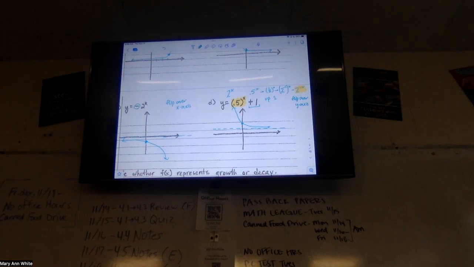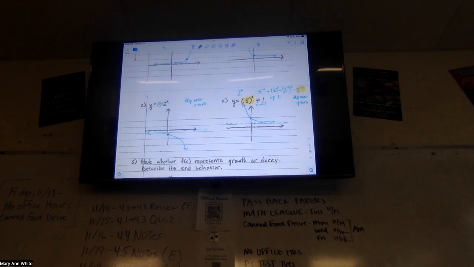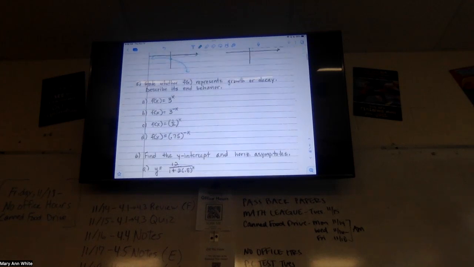Good, that was just a little transformations to kind of understand what's going on with these graphs. All right, can we keep going? Okay. Number 5 says state whether f of x represents growth or decay, describe its end behavior.